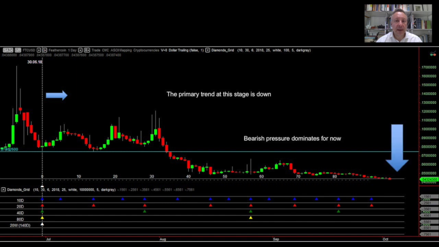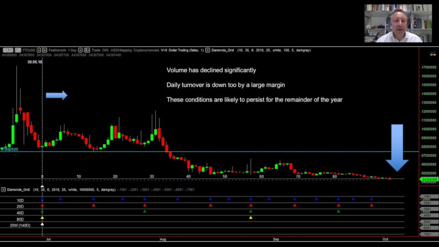We saw a period of consolidation dominate during both August and September, but more recently, this consolidation has been resolved to the downside, and we can see that bearish pressure has recently once again resumed, with Feathercoin pushing lower, breaking below recent lows as well as recent important support levels.